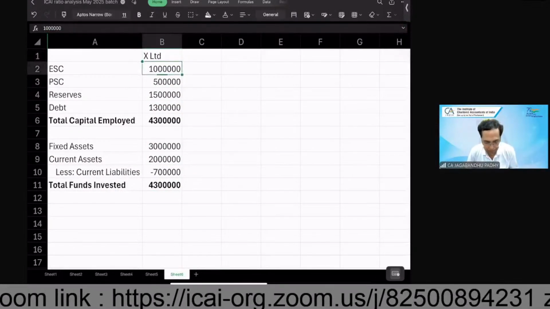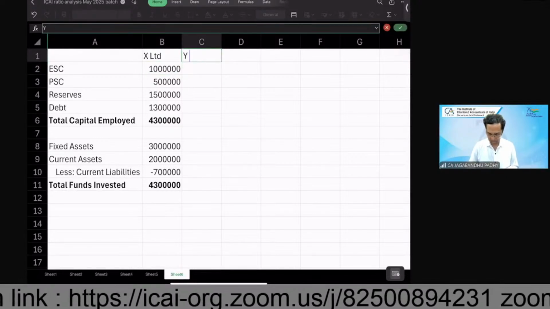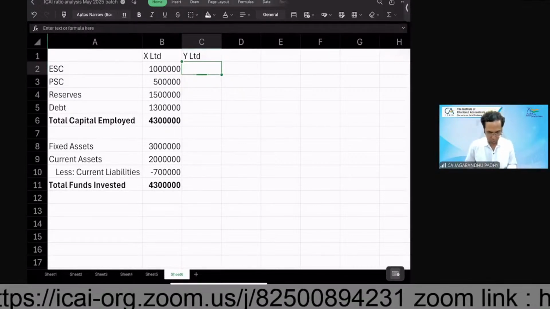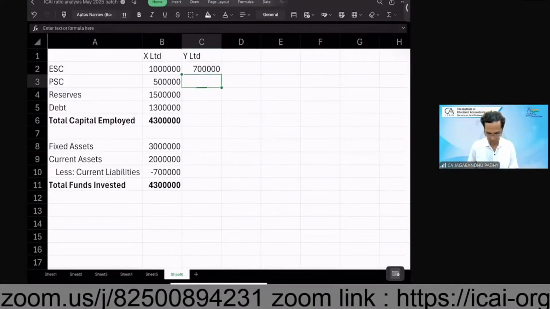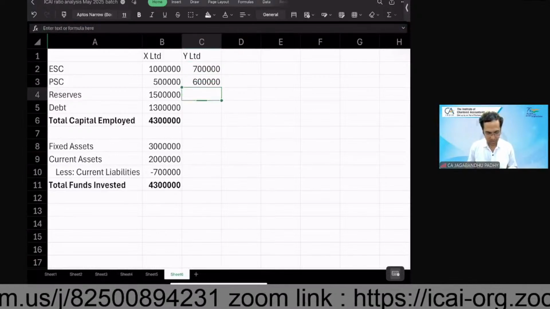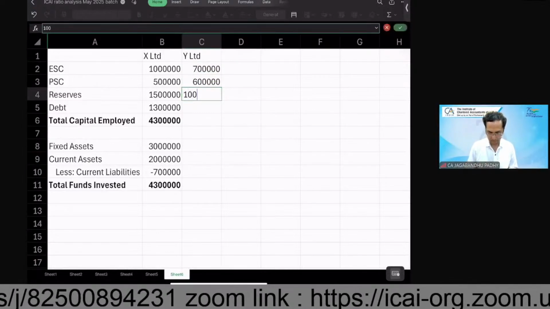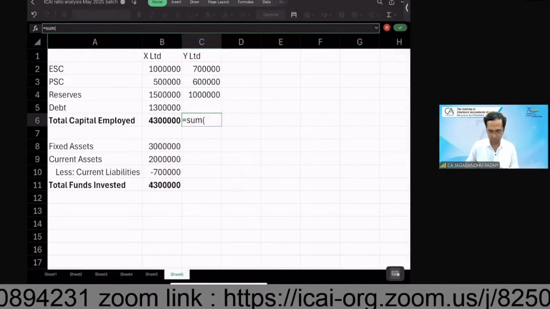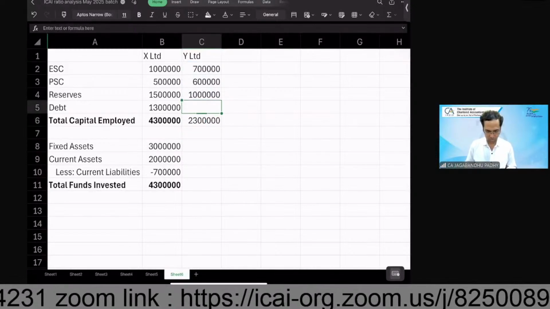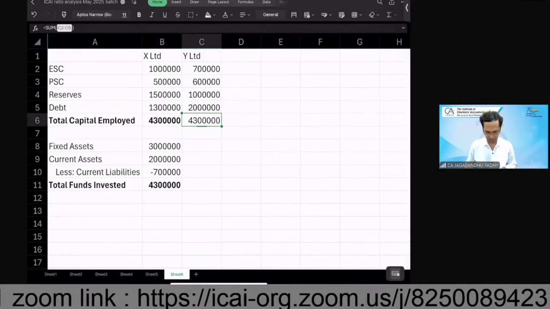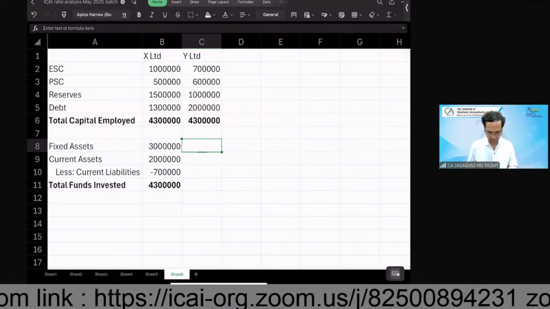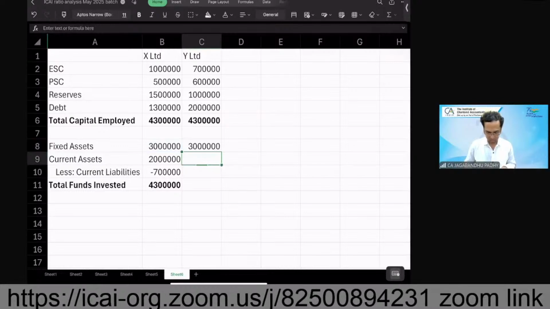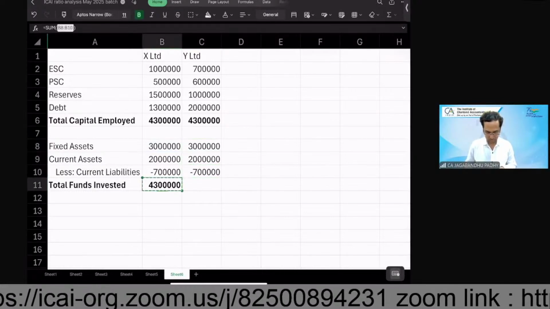Okay. So we have another company, let's say Y Limited, which is having a preference share capital of, let's say, 6 lakh. Reserves are to the tune of 10 lakh. And of course, we will have some amount of debt also. So debt is, let's say, 20 lakhs. Now, fixed asset wise, it is the same. Whatever we have with regards to this, it's just the same.